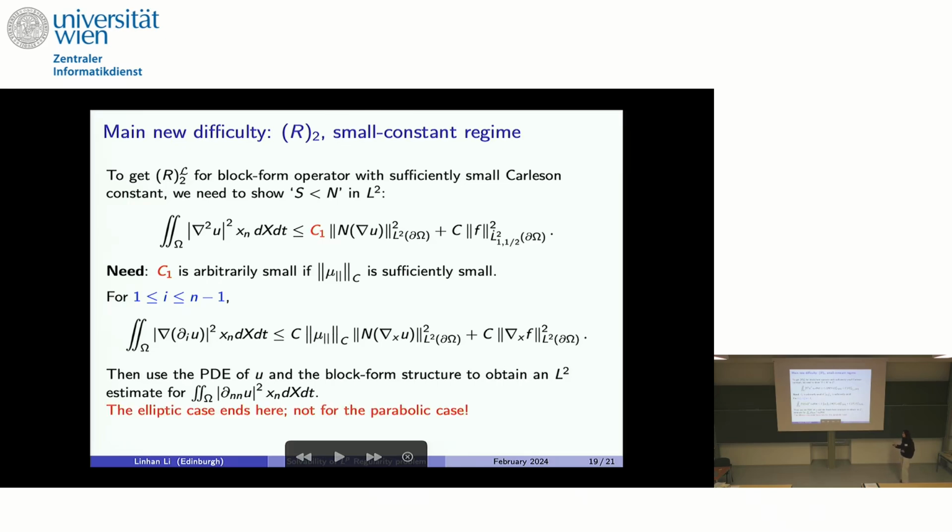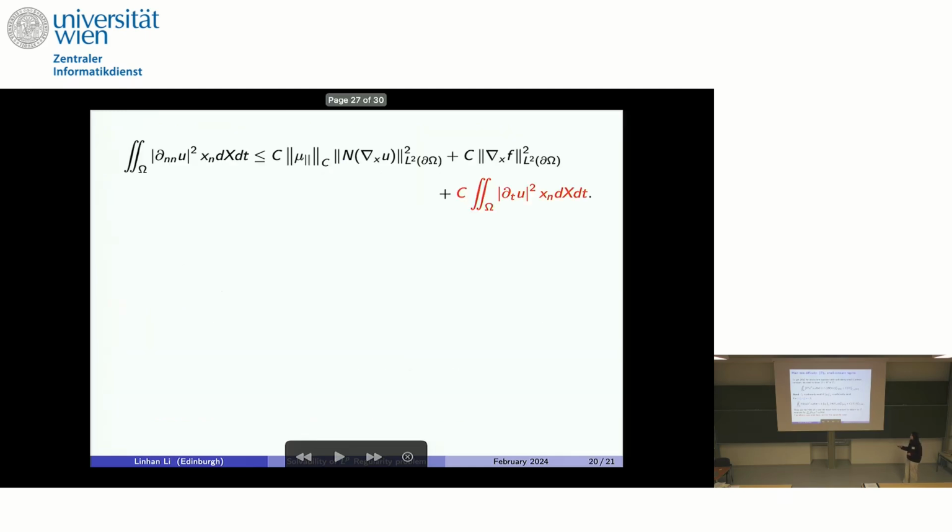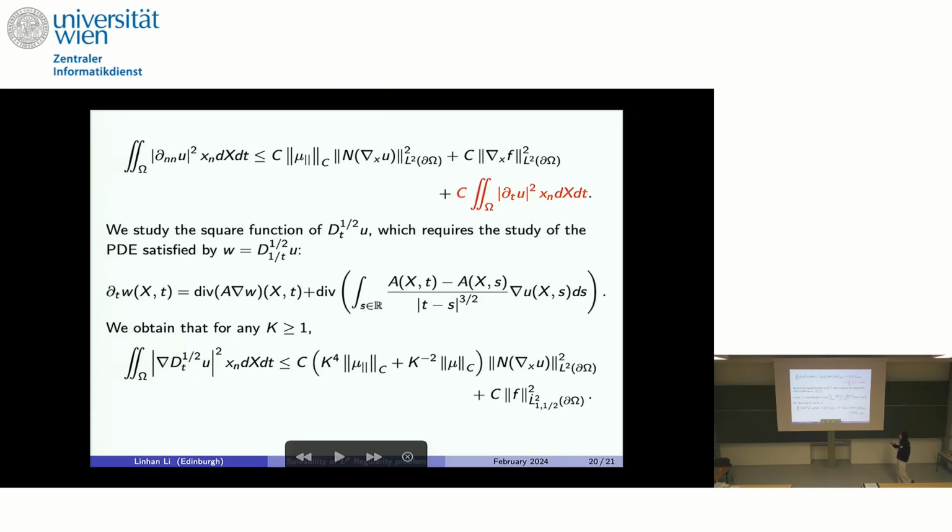But not in the parabolic case, because when we use the PDE, we will have the dt derivative showing up, okay? And to deal with this term, we actually need to go through the square function of the half derivative in time of u, and study the equation satisfied by this half derivative in time of u, which has a non-local term, and we are actually able to control the square function of the half derivative in time of u like this. So we will include the full Gaussian norm, but we are lucky enough to throw in some parameter k, which we can take as large as we want.